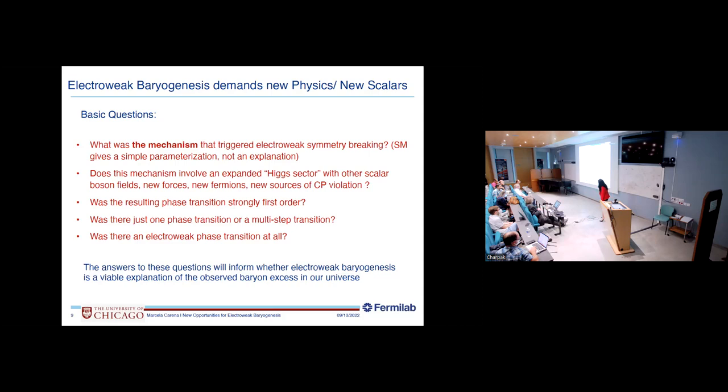Does this mechanism involve an expanded Higgs sector, with other scalars, new forces, new fermions, new sources of CP violation? That's a question that the LHC can answer for many of those. And then, was the resulting phase transition strongly first order? The transition could be one phase or multiple phase transitions. And of course, was there an electroweak phase transition at all in the model I'm looking at? When I can answer these questions, I will be able to understand if electroweak baryogenesis is a viable explanation of the observed asymmetry in our universe in a given new physics model.